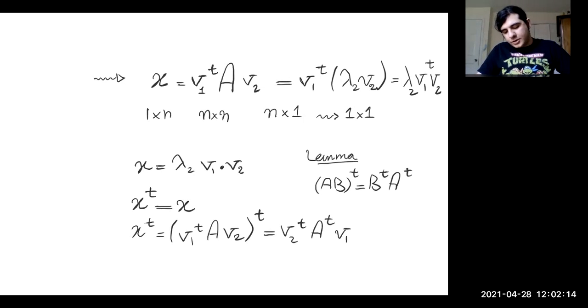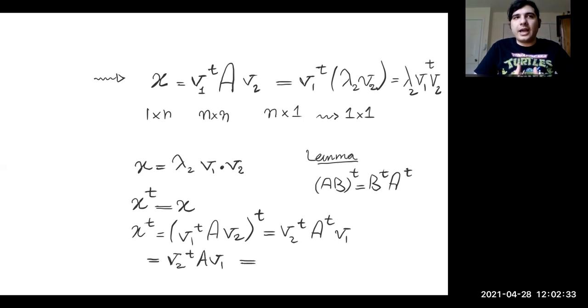Now here, the crucial assumption about A would enter the argument. A is symmetric, therefore A transpose is equal to A. So this is equal to V2 transpose A V1. Now on the other hand, V1 is an eigenvector of A, so A V1 is just lambda 1 V1.